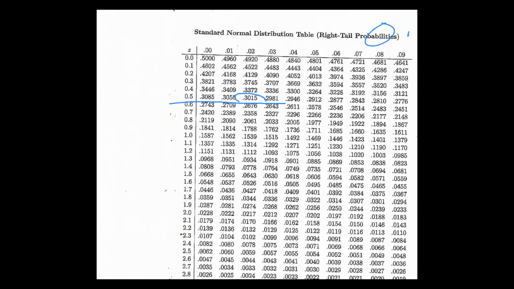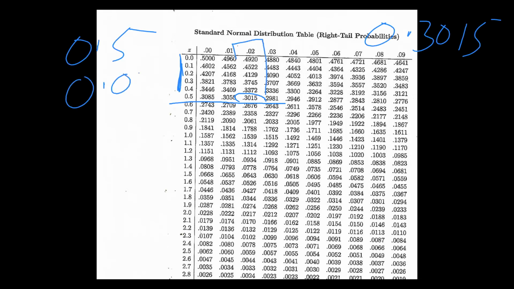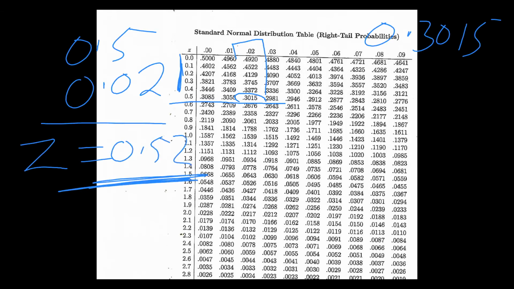So what you do now, the z-score has 2 decimal places, isn't it? We first pick the first decimal place inside. So 0.5 plus the other decimal place upward, which is 0.02. So our z-score is what? 0.52. You're right. So that's the value of the z-score.